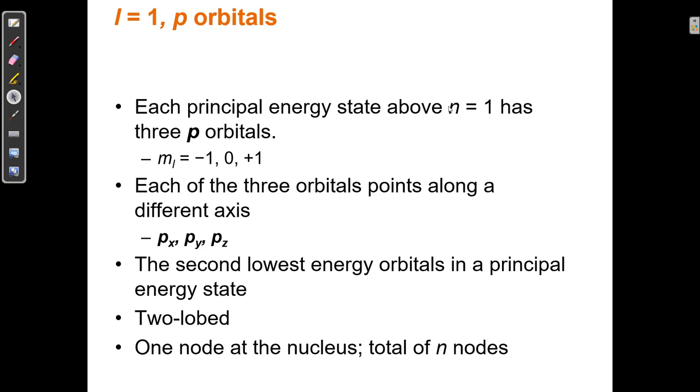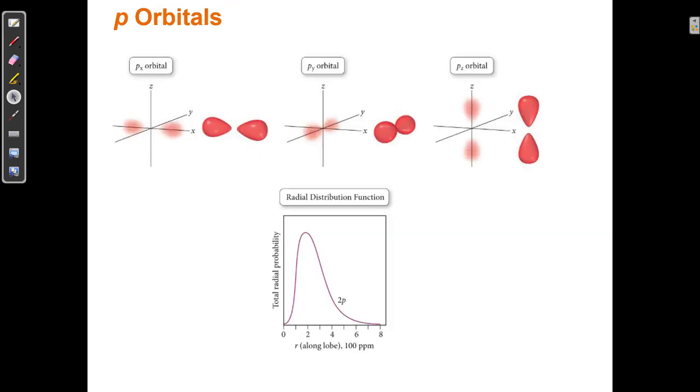So when L equals 0, I have an S orbital, and when L equals 1, I have a P orbital. There are three p orbitals, and we'll look at their different shapes. I designate those three p orbitals with the quantum numbers -1, 0, and +1. And we'll see what that means. Those numbers correspond to the p orbitals, px, py, and pz. This is what a p orbital looks like. It has two balloons that are tied together at the knots.